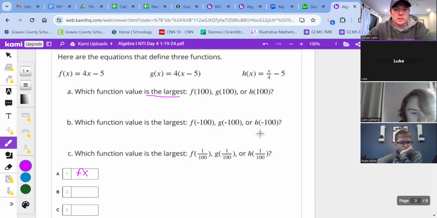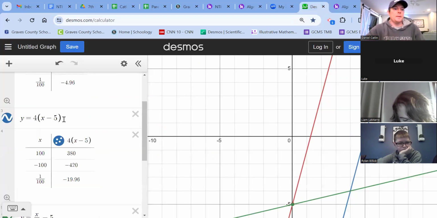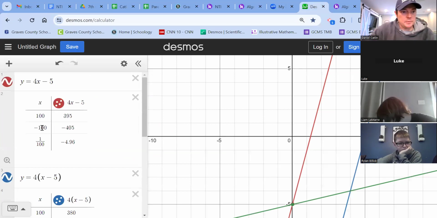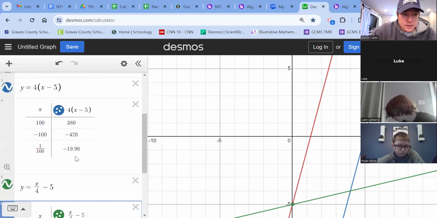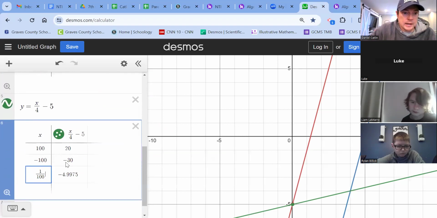Okay, so the next one is, all right, let's plug in negative 100 for all of them. Here for x, here for x, here for x. And let's see which one gives us the biggest output. So let's go back to my little graph. I plugged in negative 100 for f of x, got negative 405. For g of x, I got negative 420. And for h of x, I got negative 30. So all of them were negative.